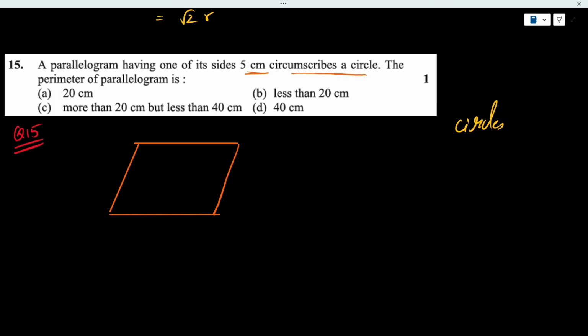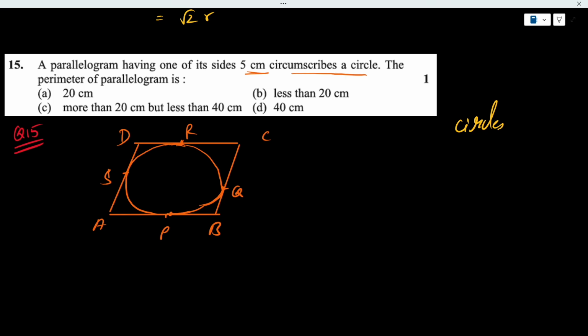If this is a parallelogram and it circumscribes a circle, it means there is a circle which is touching all the sides of this parallelogram at one place, right? That means here there are four tangents. If you will see, this is ABCD and the circle touches at P, this is Q, this is R, and this is S, right? Now, if you remember, you have solved this question in the textbook exercise, right?